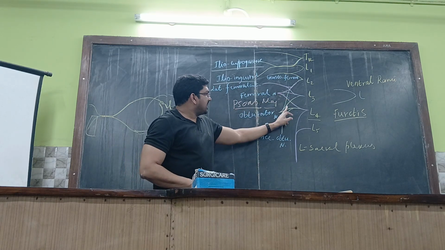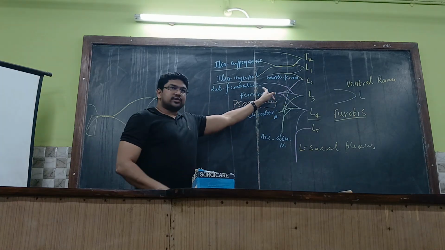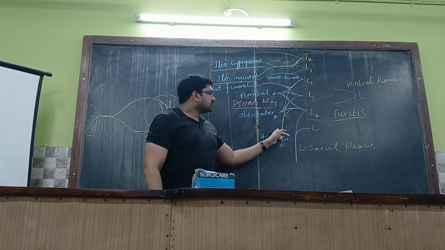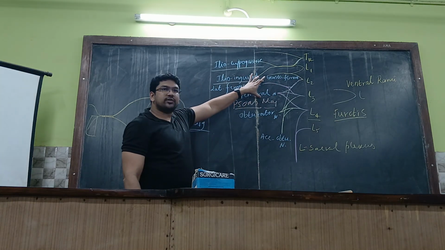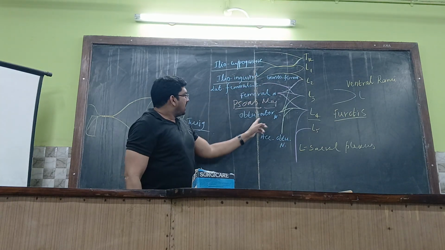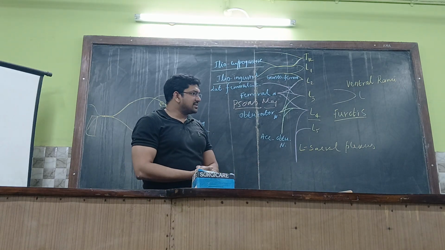So L2, L3 and L4 for the femoral nerve and obturator nerve. L2 and L3 for the lateral femoral cutaneous nerve of thigh, and accessory obturator nerve L3 and L4. So femoral nerve and lateral femoral cutaneous nerve of thigh are the dorsal branches, and obturator nerve and accessory obturator nerve are the ventral branches. Isn't it easy, right? Difficult? Still difficult.